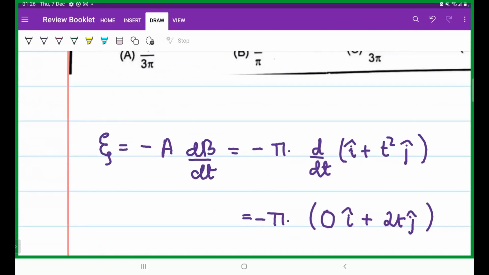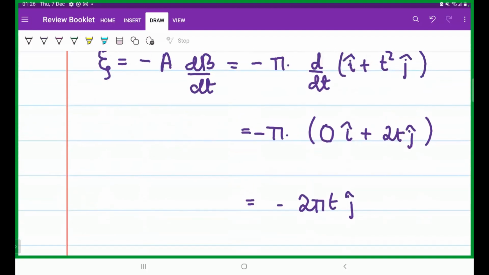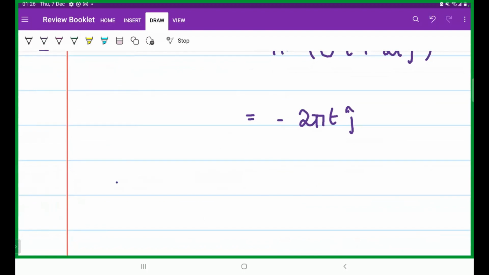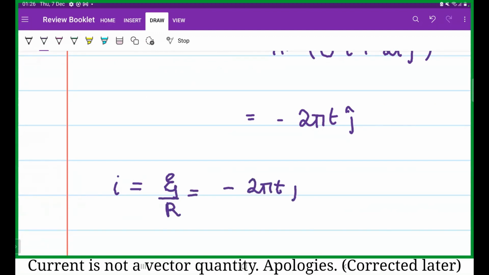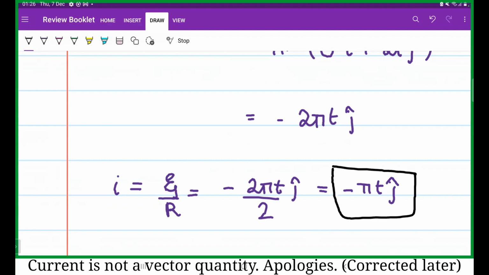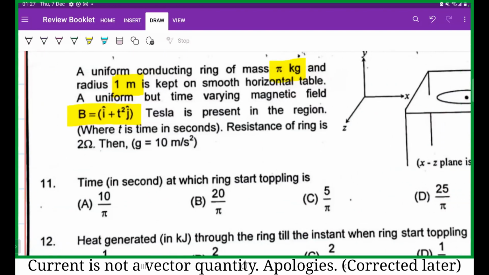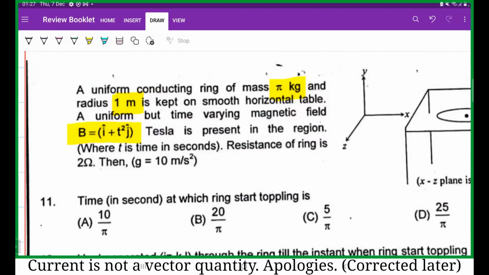Now, naturally, when we have got an EMF, a current will be flowing through it, right? Again, a time-dependent current will be flowing through it. Okay. So the value of current here will be very simple, epsilon by R, which is minus 2 pi t j cap by 2, which is minus pi t j cap. Right, this is the value of current which we have. So now the first question says the time at which the ring starts toppling.